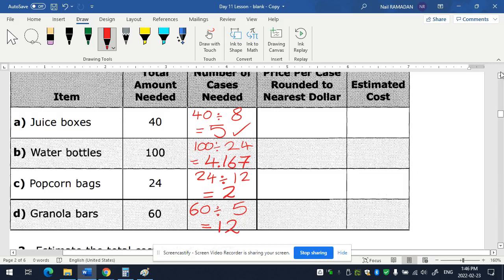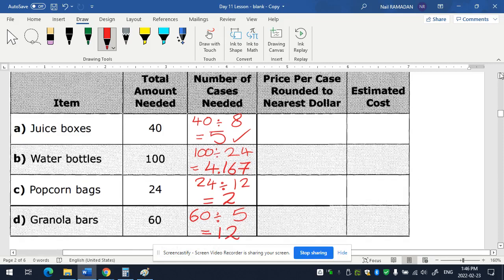All right. So now the second column is price per case rounded to the nearest dollar. Price per case rounded to the nearest dollar. We have to go up and look at the case prices.